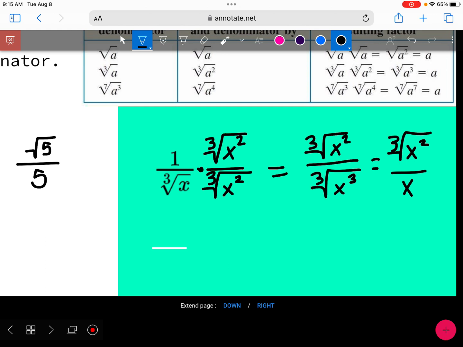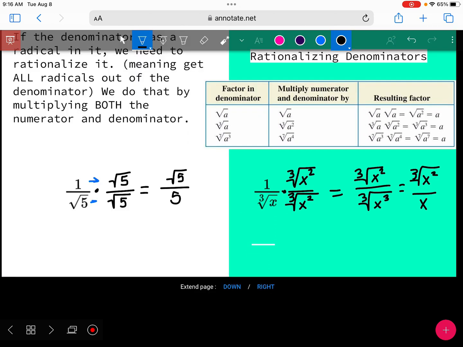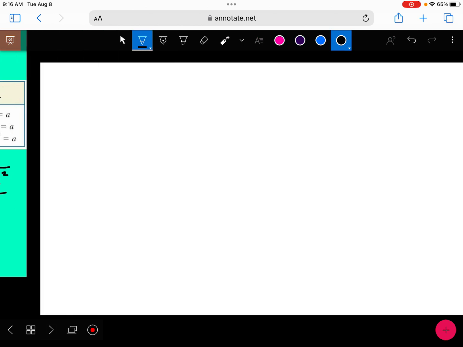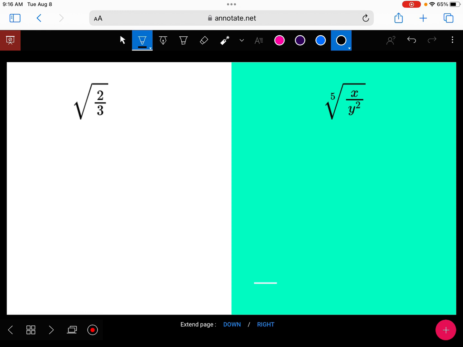Rationalizing the denominator is the most obnoxious thing, just saying. When I saw we had to do that, I was like, ugh. I like a lot of math things. Rationalizing denominators is not one of them. Ugh. But we're going to do it anyway.